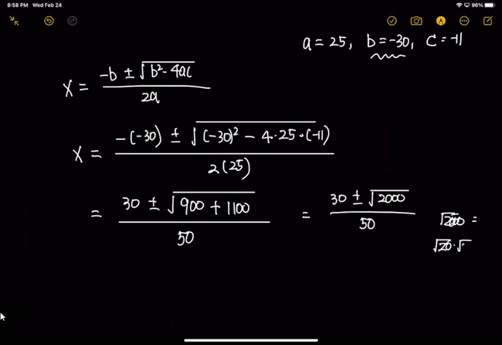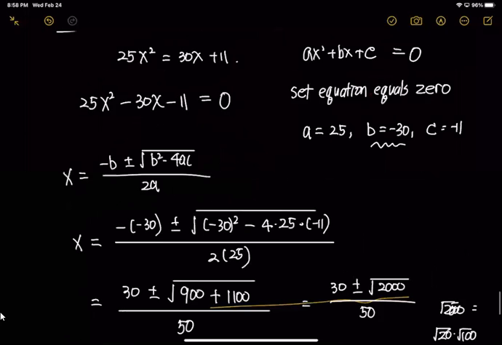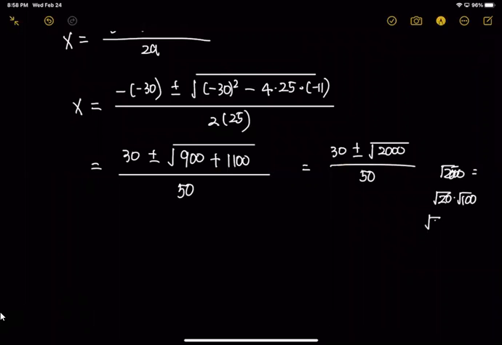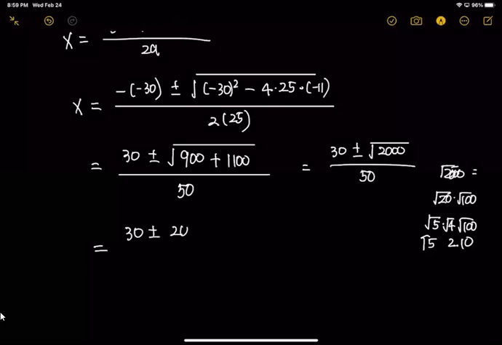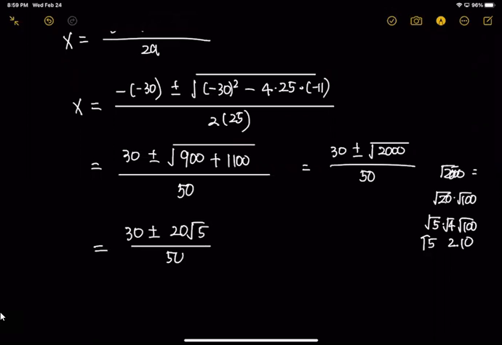20 times square root of 100. 20, we just did it. Did we do? Oh. 20, you can take it as square root of 5 times square root of 4 times square root of 100. So we know that square root of 100 is equal to 10, square root of 4 is equal to 2, and then with square root of 5. So x is equal to 30 positive and negative 20 times square root of 5 over 50.